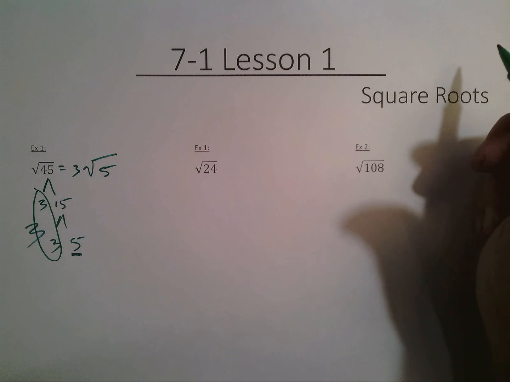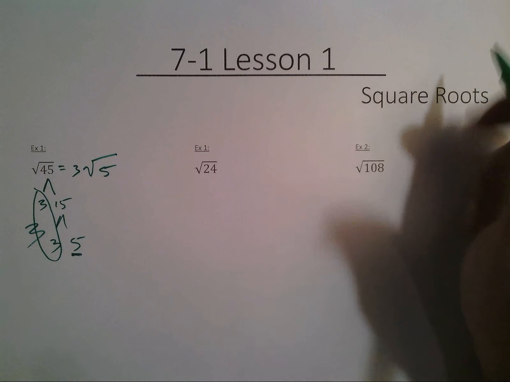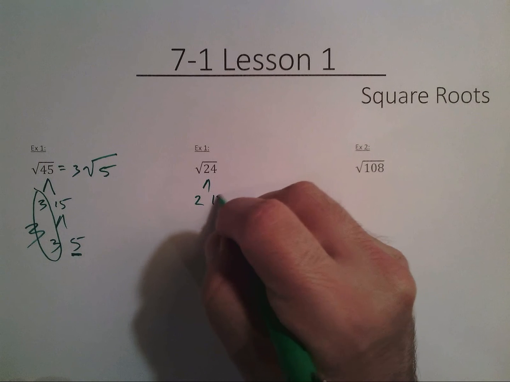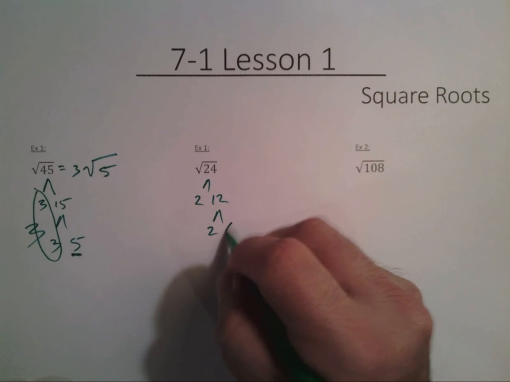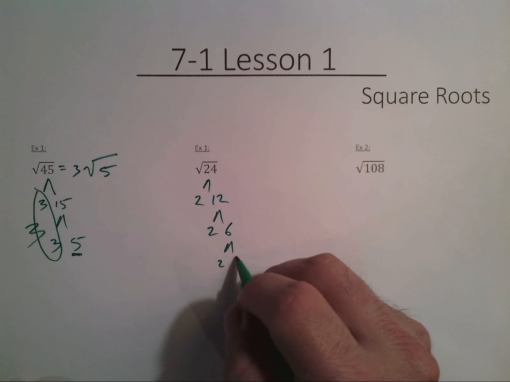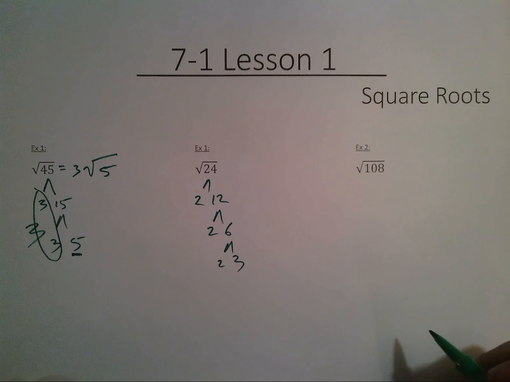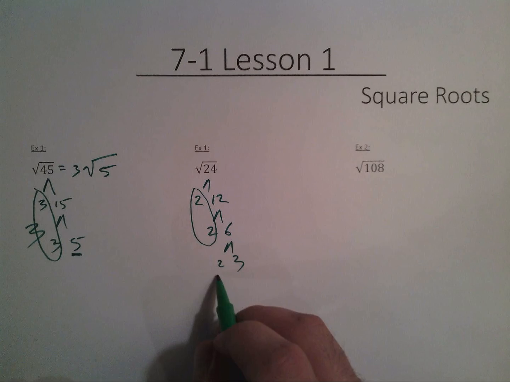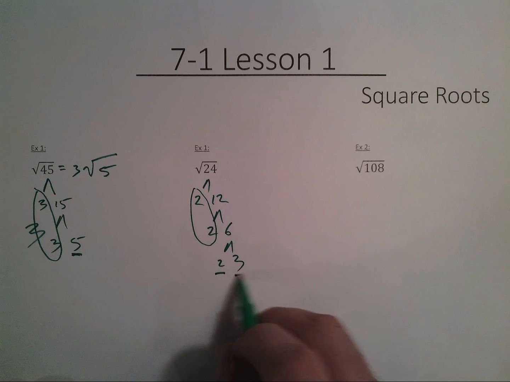Alright, let's do this again. I have 24. I'm going to factor tree it. And when I factor tree, I always ask myself, what's the smallest thing that goes into it? Well, 2 goes into 24 12 times. 2 goes into 12 6 times. 2 goes into 6 3 times. I'm going to circle things of size 2. I have two 2's, so they get circled. I do not circle this 2, I do not circle this 3.